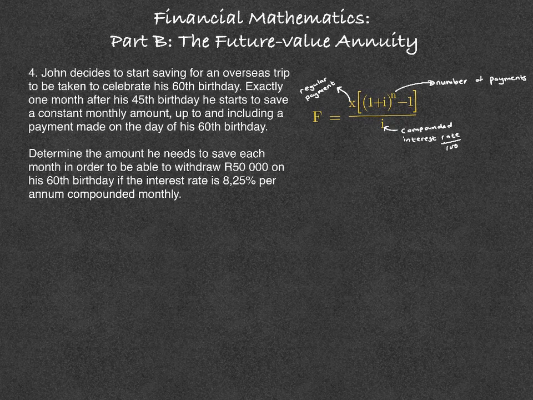Okay, let's consider question 4. John decides to start saving for an overseas trip to be taken to celebrate his 60th birthday. So John is aged a bit now. Exactly 1 month after his 45th birthday, he starts to save a constant, regular payment, up to and including the payment made on the day of his 60th birthday. So it's between the 45th birthday, a month later, and then the last one on his 60th birthday. Determine the amount that he needs to save each month in order to be able to withdraw 50,000 Rand on his 60th birthday, if the interest is 8.25% per annum, compounded monthly.